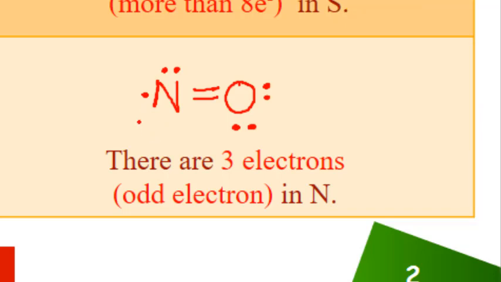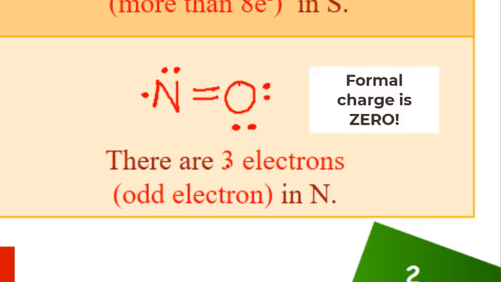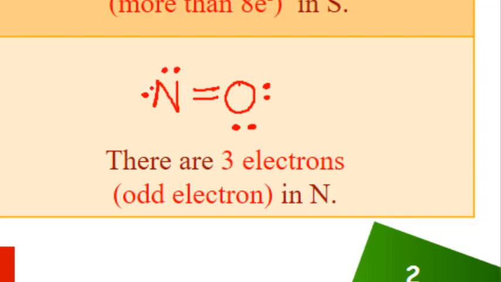There are 3 electrons, which is an odd number, in nitrogen, but this Lewis structure will bring both the nitrogen and the molecule's overall charge to 0, which is the most ideal for a charge situation. That is exactly what is done to get the correct Lewis structure for nitrogen monoxide, even though it does not obey the octet rule.